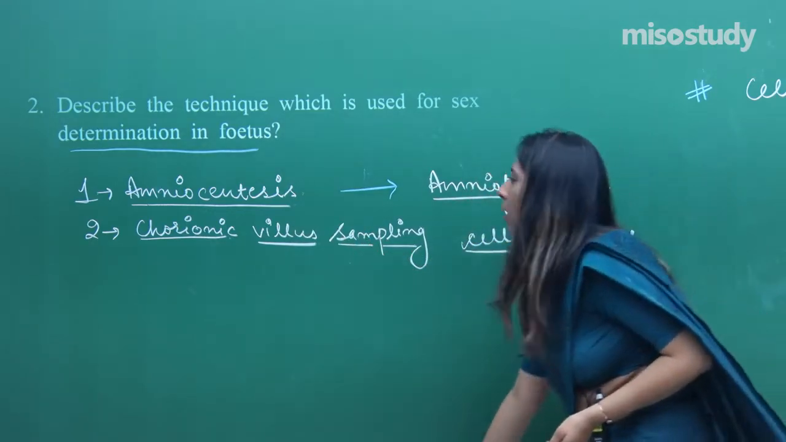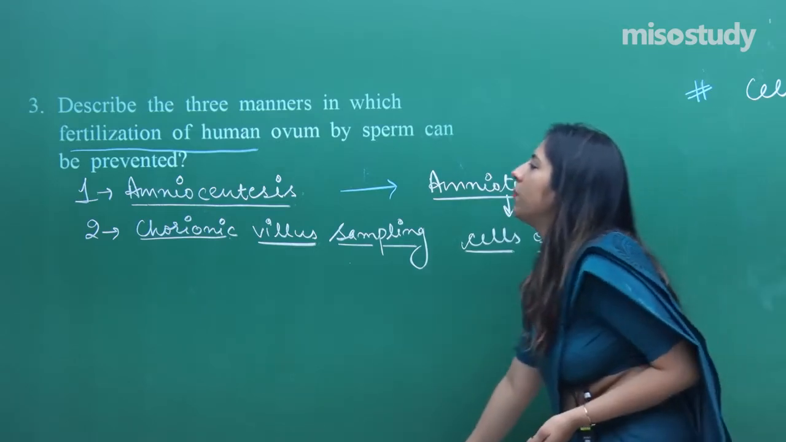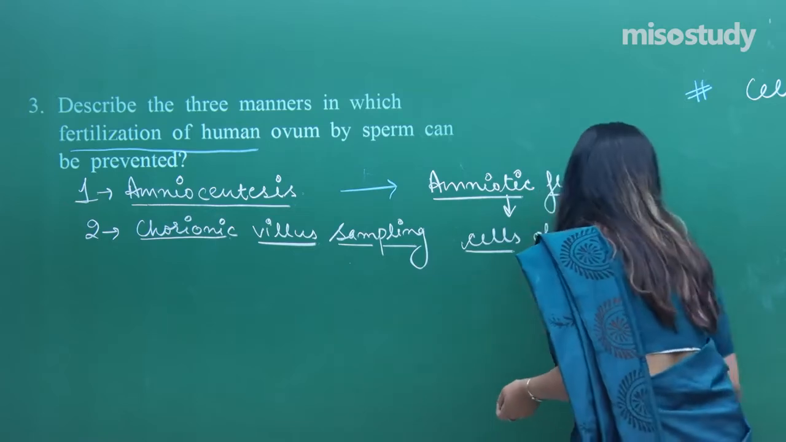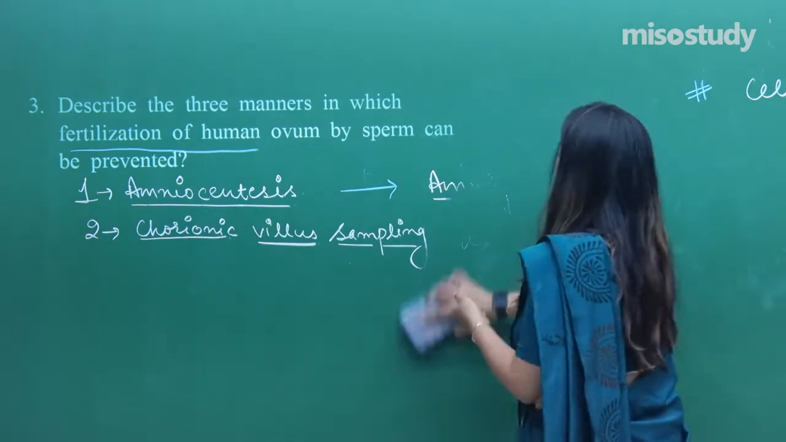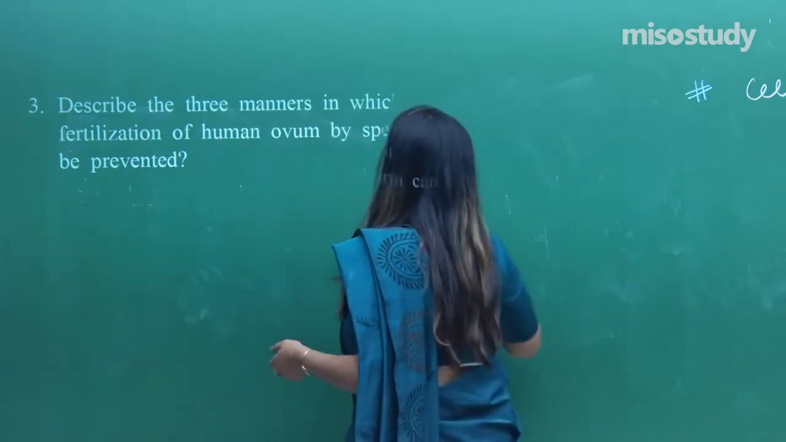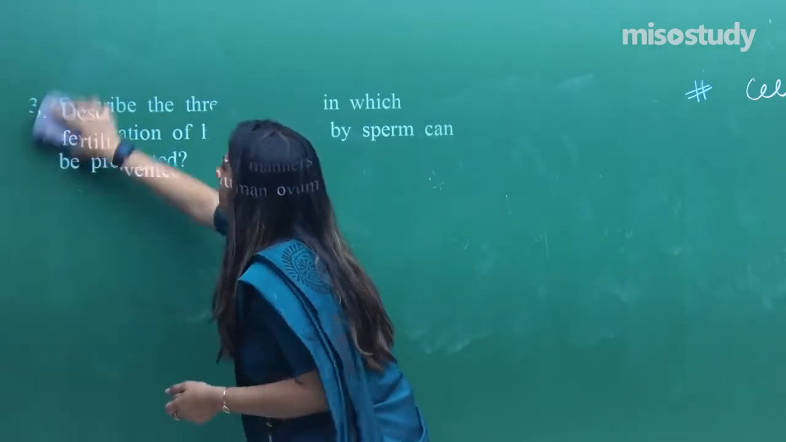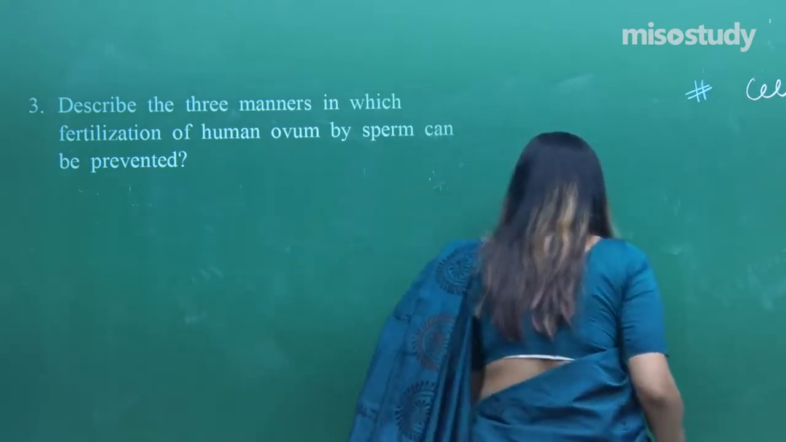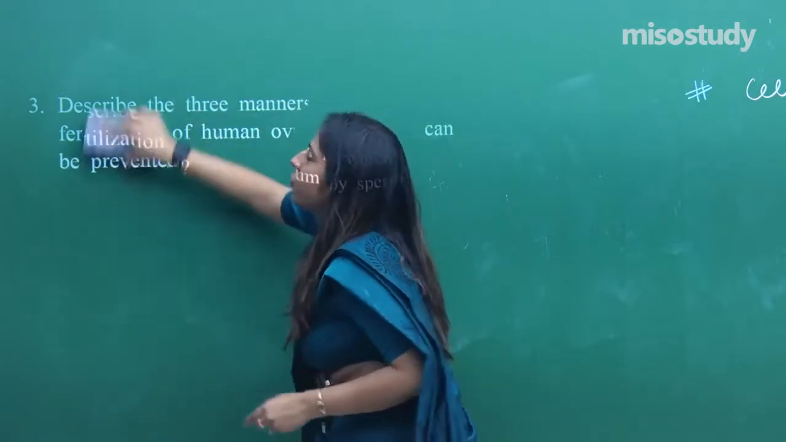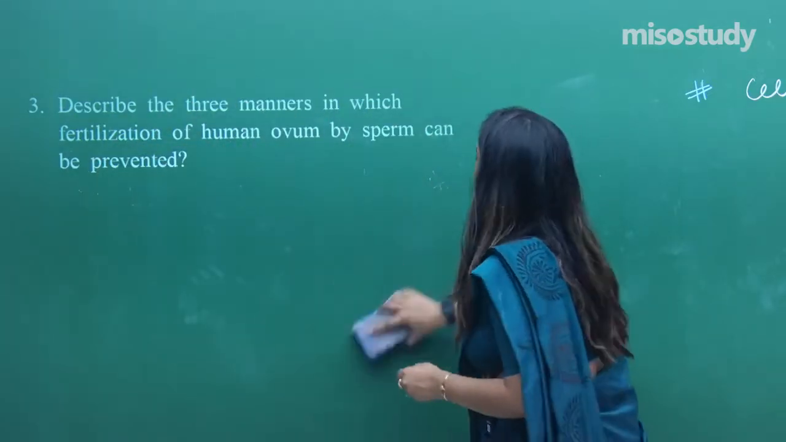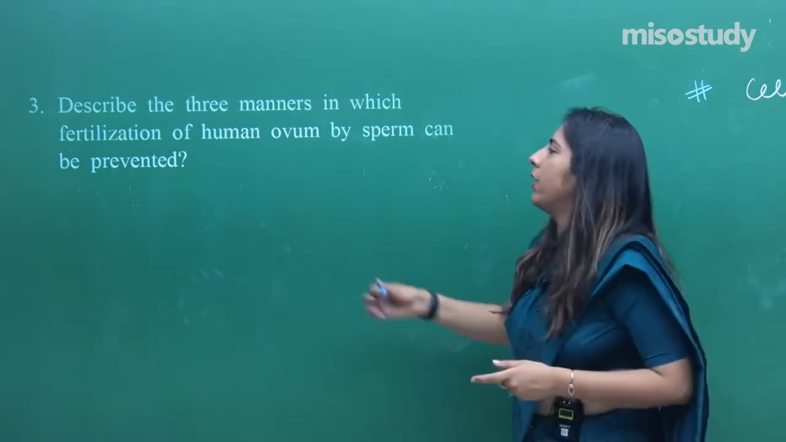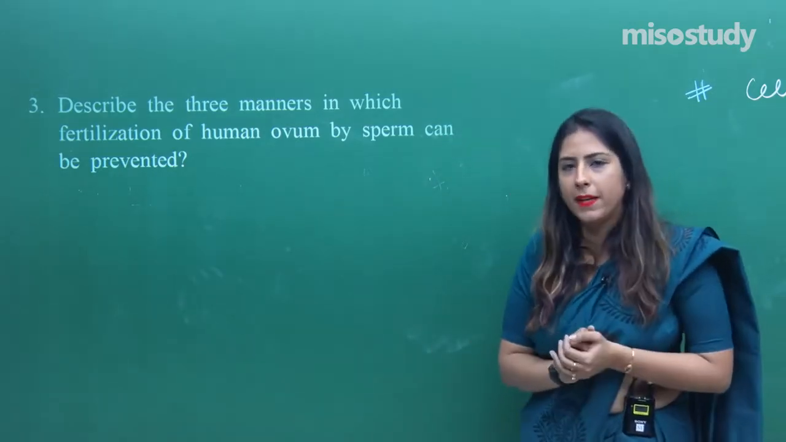So next we have another question: describe the three methods in which fertilization of human ovum by sperm can be prevented. Students, in the lectures we have discussed certain methods of contraception, right? We have already discussed some natural methods. There are so many natural methods. Other than that, certain barrier methods are there, right?